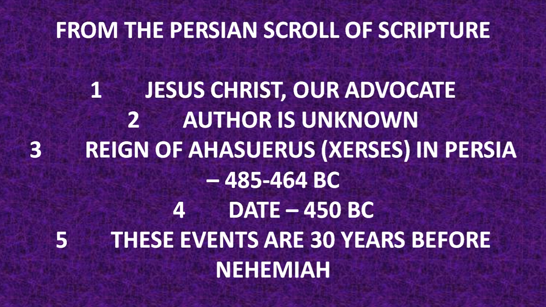It takes place during the reign of Ahasuerus, but we would know him as Xerxes in Persia. And he reigned from 485 to 464 before Christ. The dating of the book would be just about right in the middle, 450 BC. These events are 30 years before Nehemiah.